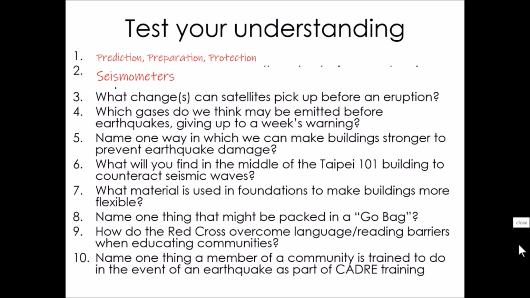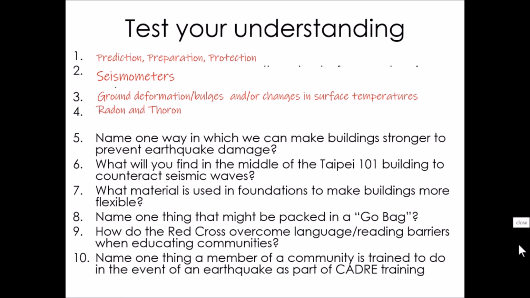Question number 3, what changes can satellites pick up before an eruption? Now, there's lots of things that you could have come up with here, but satellites are mostly used to look at ground deformation, so changes in the ground, bulges, whatever. Or they can also be looking at surface temperatures if they've got infrared cameras loaded on board. So anything like that would have got you 1 mark. Question number 4, which gases do we think may be emitted before earthquakes, giving up to a week's warning? Bearing in mind, of course, as I said, we don't have a lot of detectors globally to look out for these, but it would be radon and thoron.